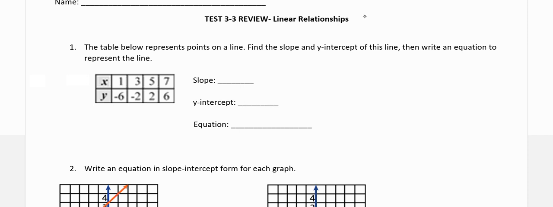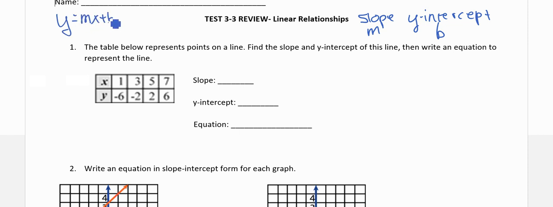So reviewing slope, m, y-intercept, which is your b, y equals mx plus b, as well as your systems of equations.